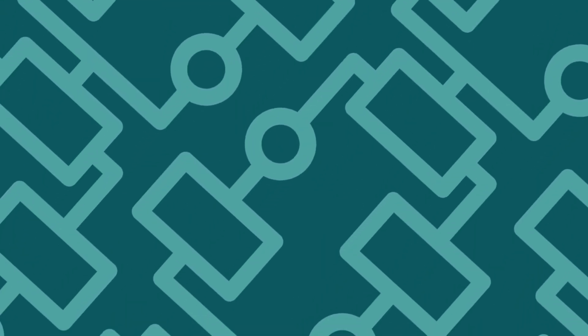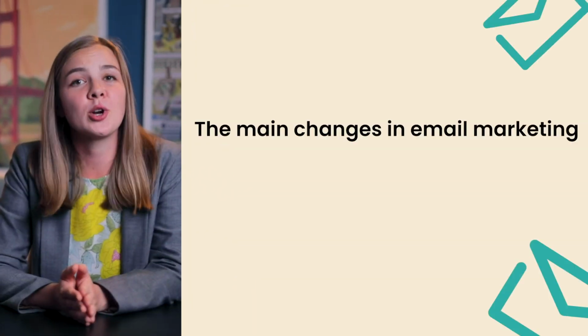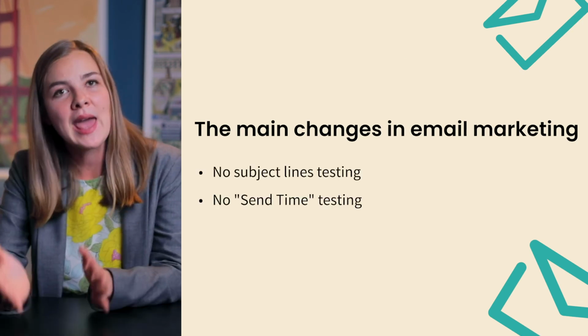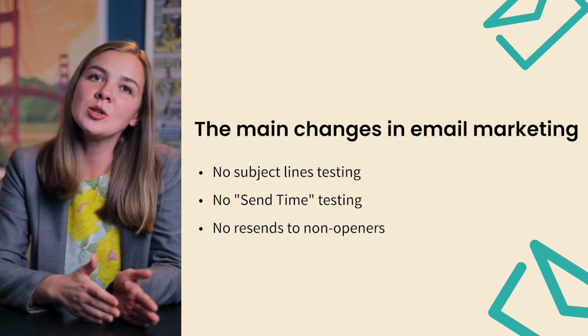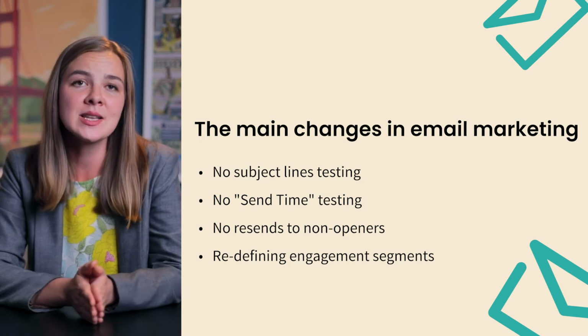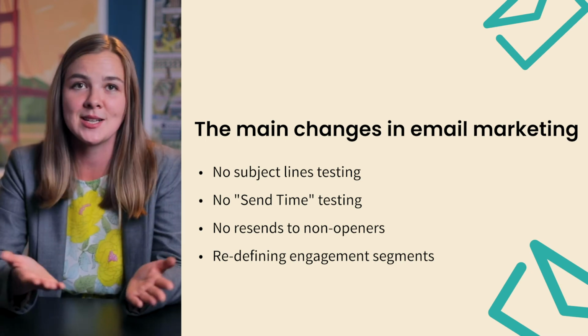In the big scheme of things, privacy protection is definitely great. But my point is that despite the world trying to convince us that everything is black and white these days, I think that most things, just like Apple's privacy protection, have both good and bad in them. The bottom line is the way we do email marketing is changing. We won't be able to test subject lines and send time accurately anymore. We won't be able to resend to non-openers. We'll have to redefine the engagement segments and probably have to rethink our sending strategy.